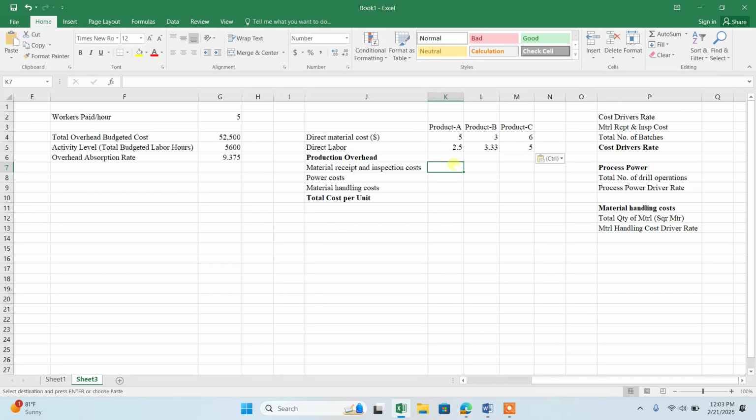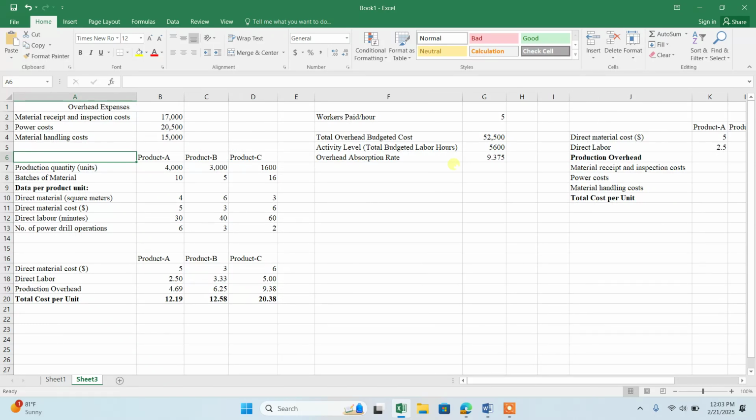Now we are going to compare these two methods when it comes to the overhead cost. You can see that in absorption costing, we have only one overhead absorption rate, and only one heading of overhead cost for each unit. We add up all this overhead cost and then divide by a single activity level, which was total budgeted hours. While the case in activity-based costing is different: all of these three different overhead activities have different reasons, which we call different cost drivers.